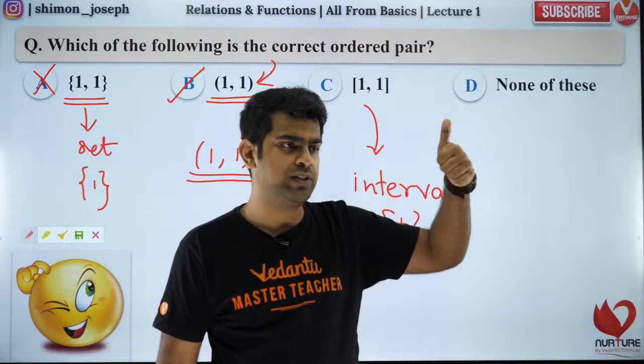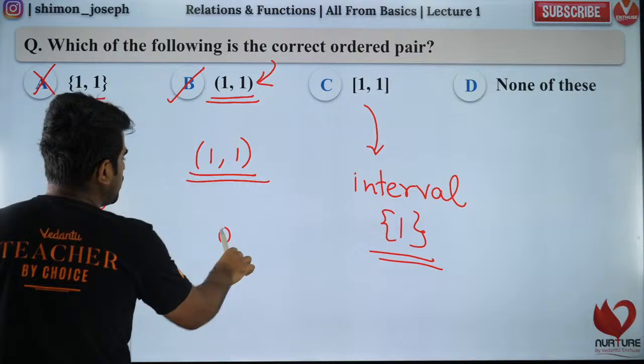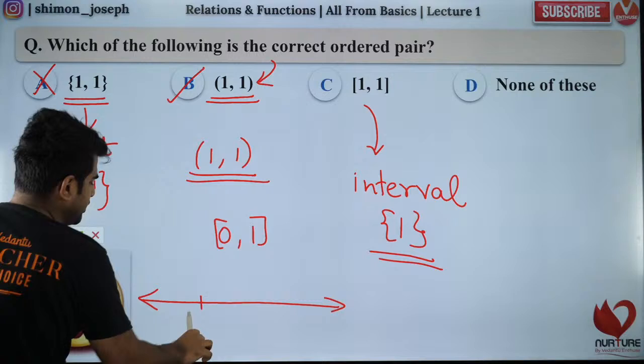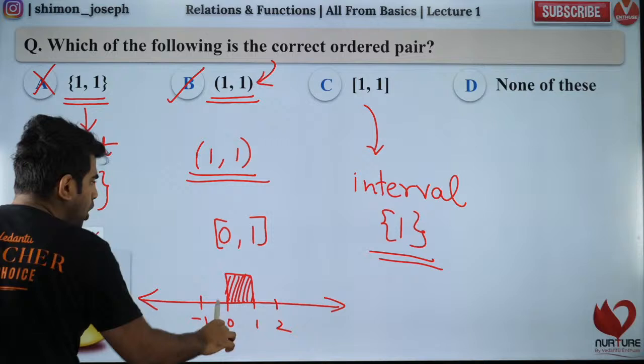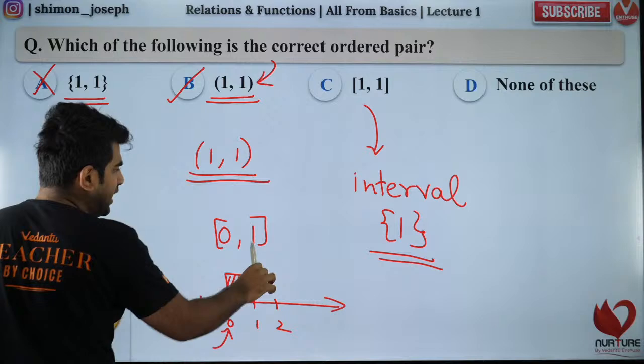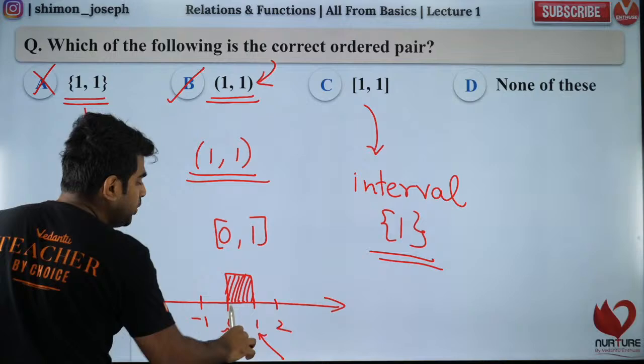C is not clear, Deepthi? That is an interval. For example, if I say 0 to 1, what does it mean, Deepthi? That means you draw the number line, you write minus 1, 0, 1, 2, and so on. So 0 to 1, everything is included between them. That is what we call an interval. This includes 0, because whenever a square bracket is there, that element is included. So 0 and 1 are included and everything in between, for example, 0.1, 0.2, 0.5, 0.75, everything.